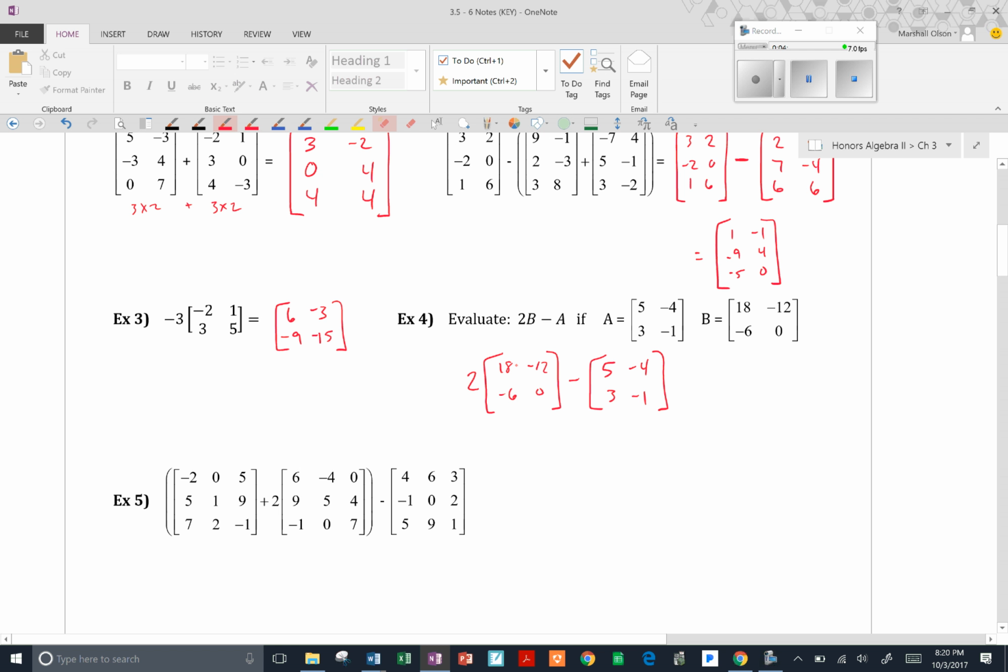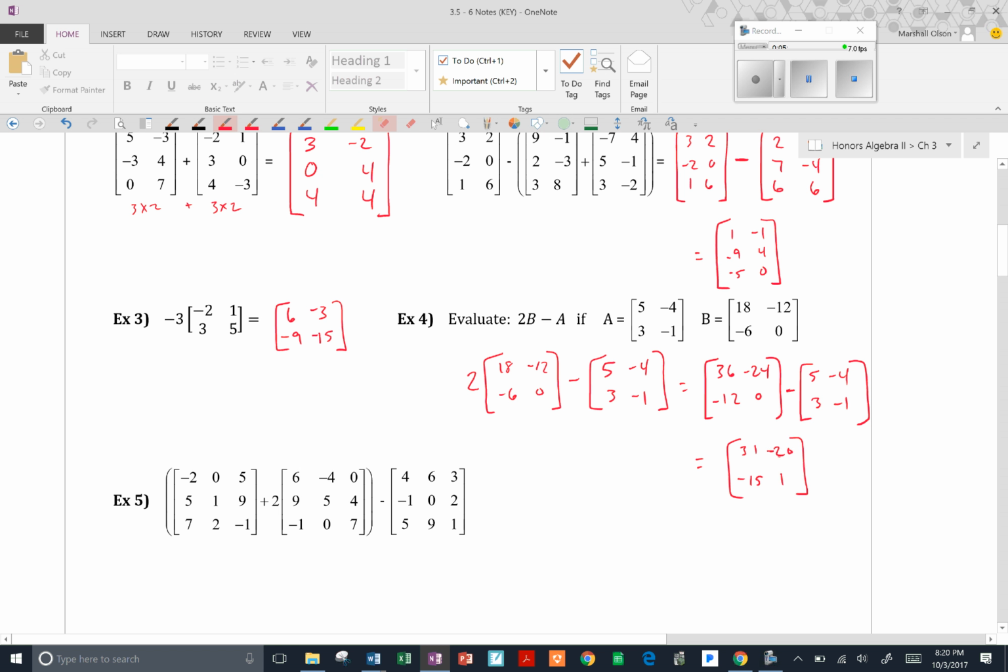And then we're going to do our scalar multiplication first. So you have to do that first. So we're going to have 36, negative 24, negative 12, and 0. Still subtraction. And now 36 minus 5. Negative 24 minus negative 4 is negative 24 plus 4. Should be negative 20. Negative 12 minus 3 is negative 15. And 0 minus negative 1 would be 0 plus 1, which is 1.